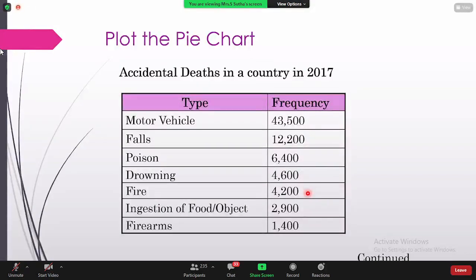So to plot the pie chart, what is the next thing we have to calculate? Relative frequency. Yes, relative frequency. How can we calculate the relative frequency?